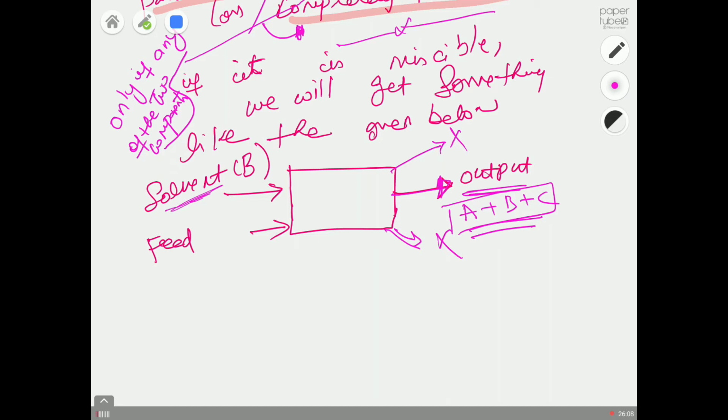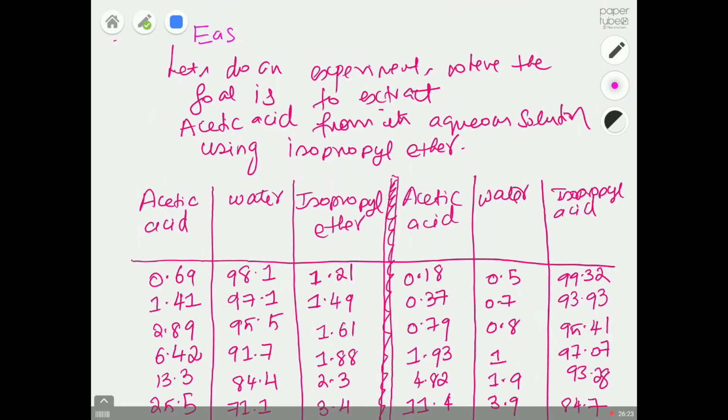So I think you all understand this concept of miscibility and how we can relate it to, how do you call it, ease of separation. This is not the right word, but it's inversely proportional to its miscibility. This is just to give you some idea.